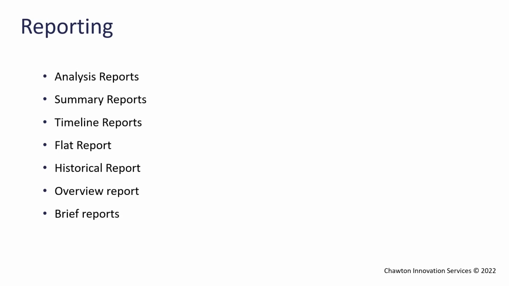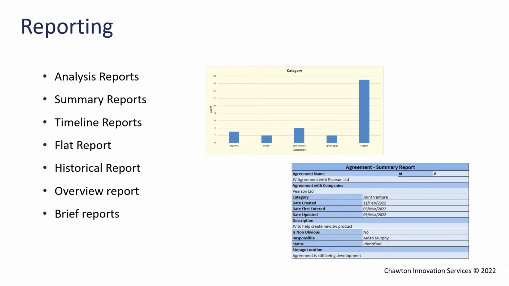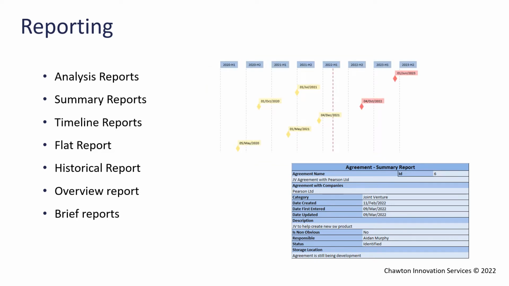Aspen is capable of generating a rich variety of different reports. For example, analysis reports are reports full of graphs and charts, useful when presenting to key stakeholders, for example C-suite executives and key investors. Summary reports are reports that contain a one-page summary of the metadata for each intangible asset recorded in the register. Timeline reports are reports that show key dates associated with the intangible assets in the register and also include those dates displayed in a calendar style.